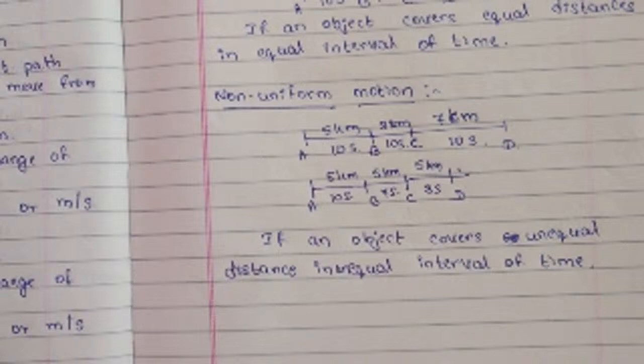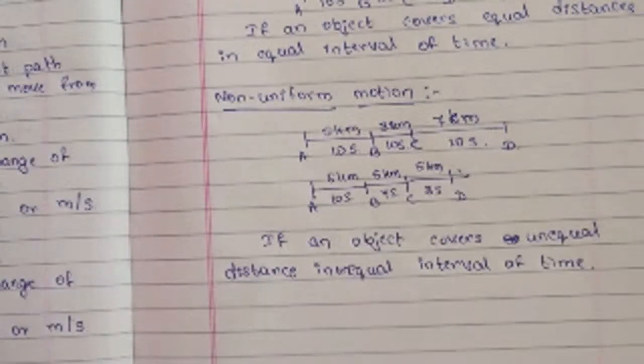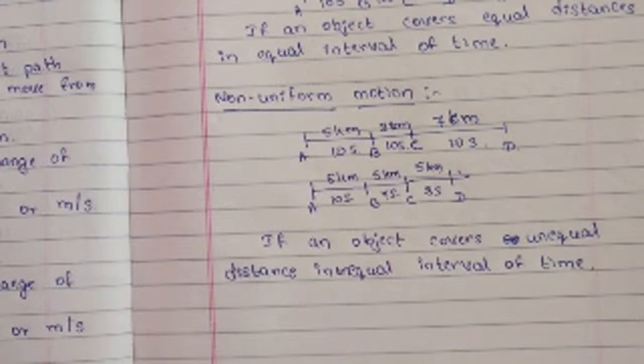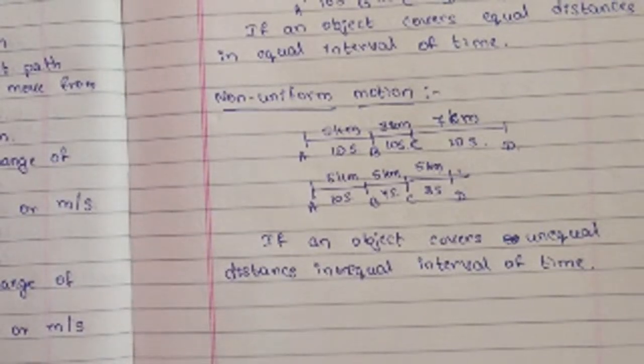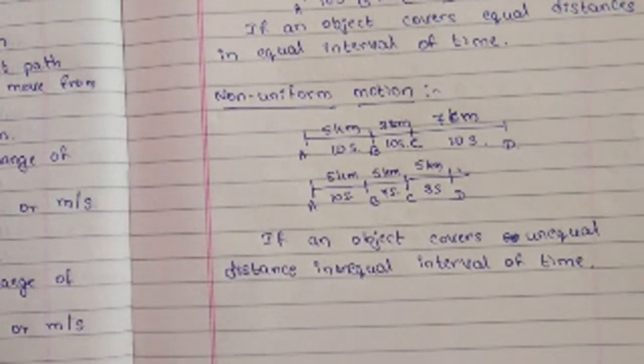Yes, Prakash. You can write any one definition. No need to write both definitions. If an object covers unequal distance in unequal interval of time, or if an object covers equal distance in unequal interval of time, you can write any one definition.